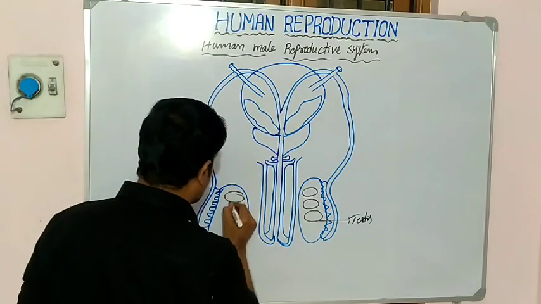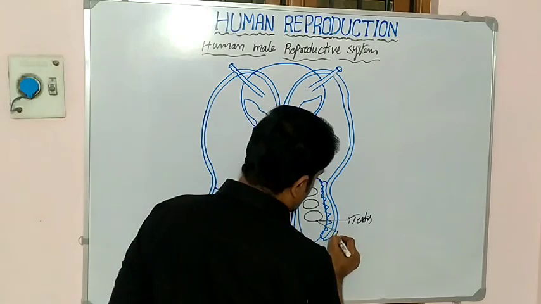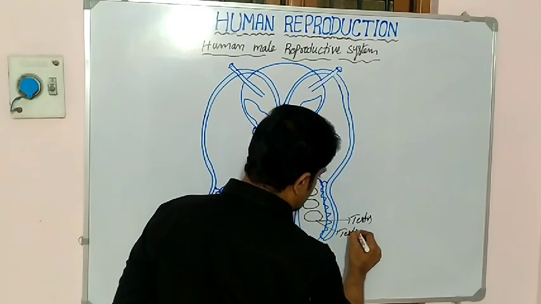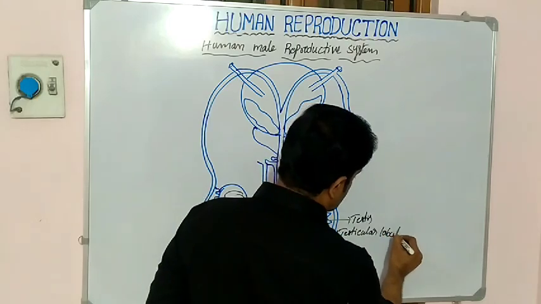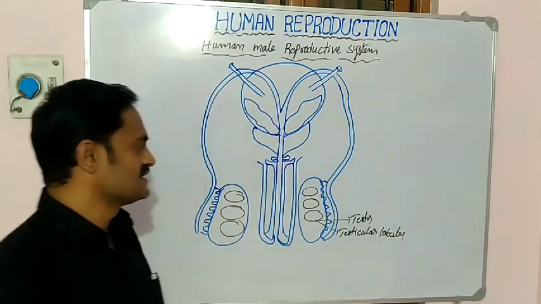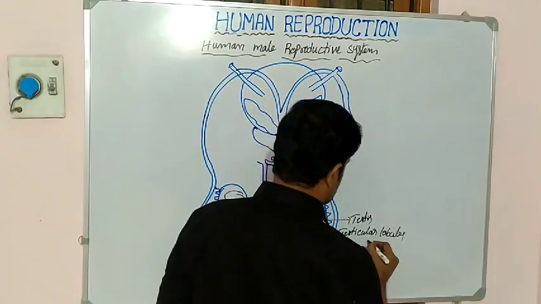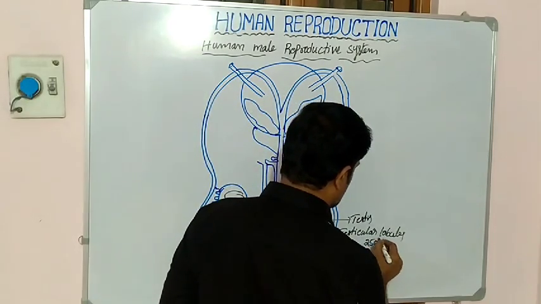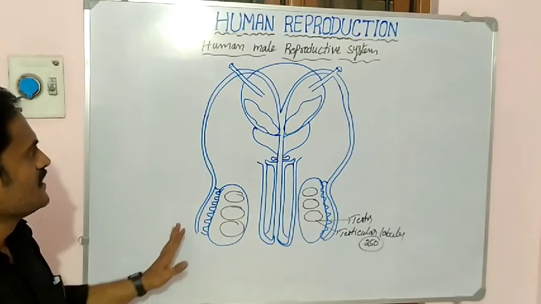So what is the name of these lobules? Testicular lobules. Already I discussed compartments or lobules. How many? Each testis has around 250 testicular lobules.